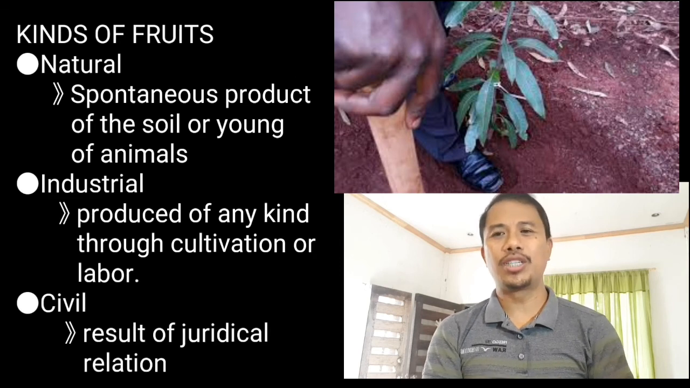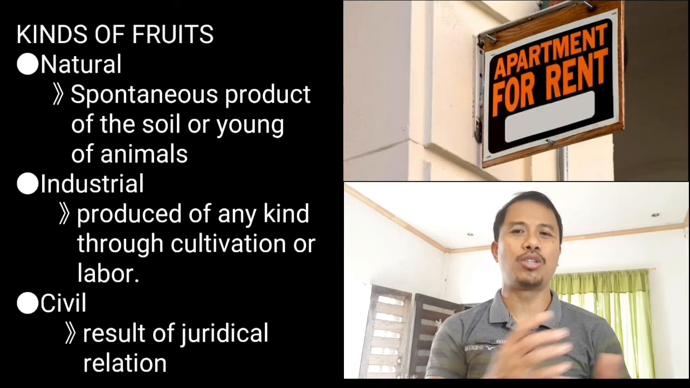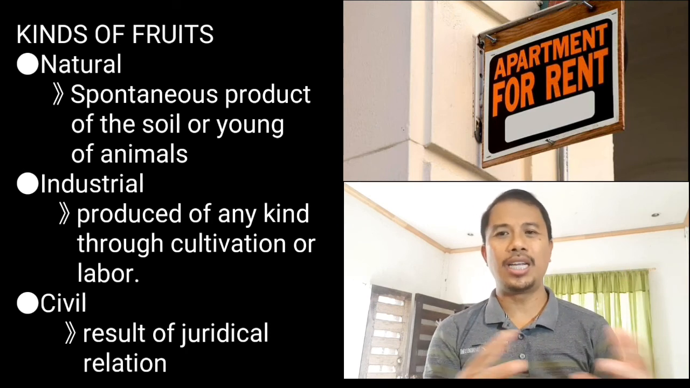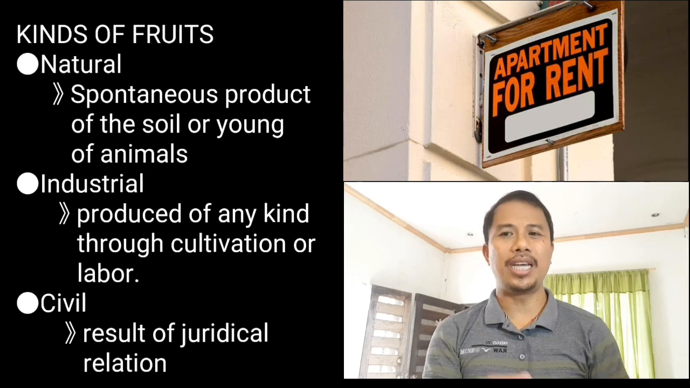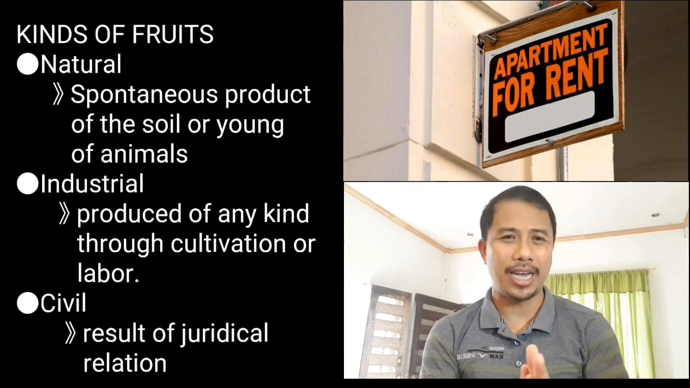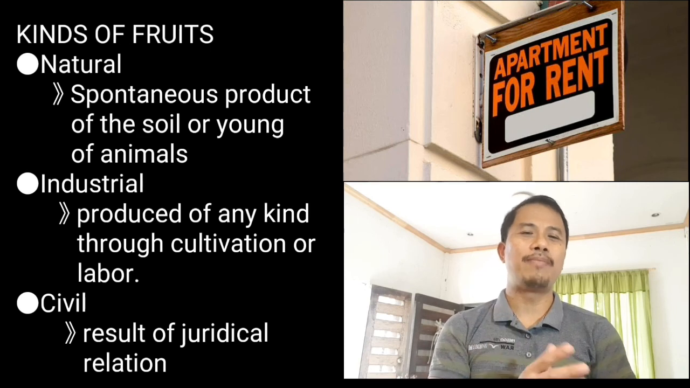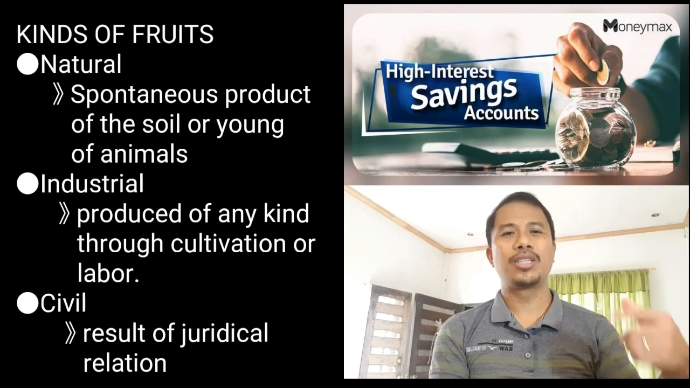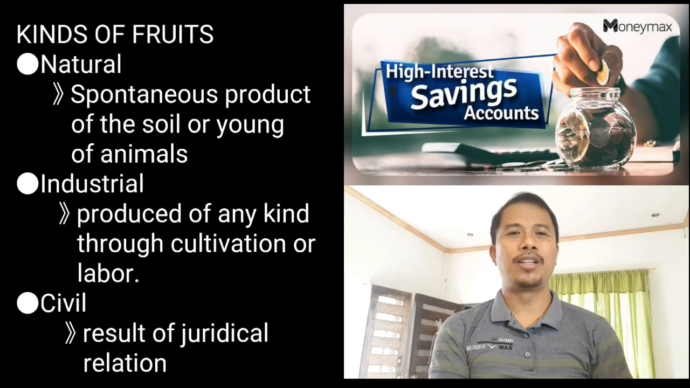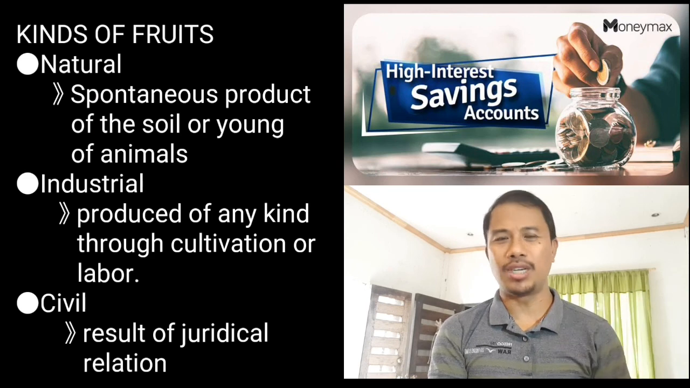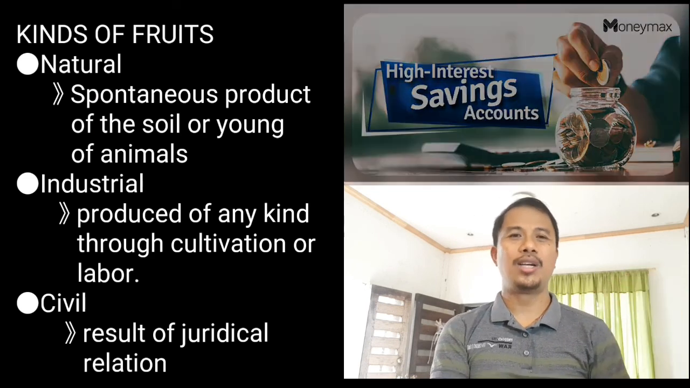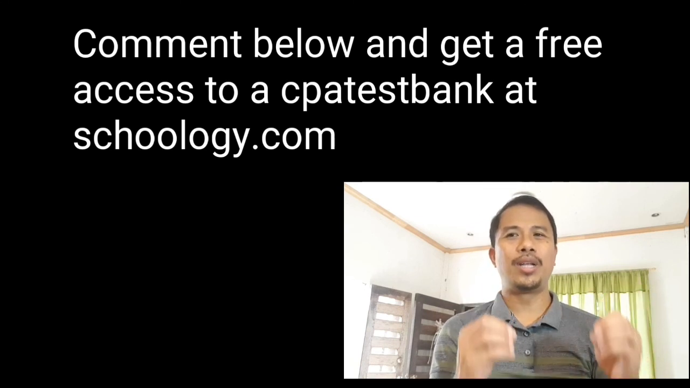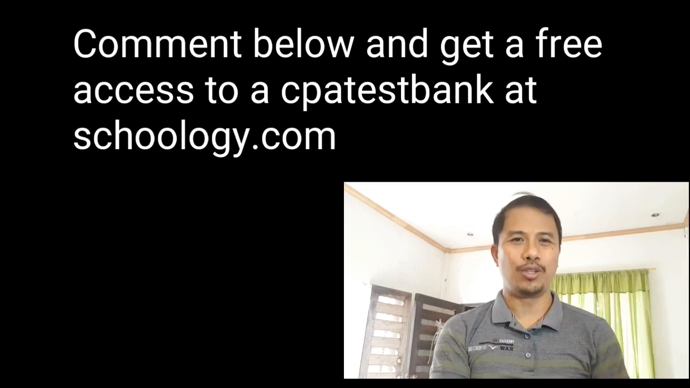Civil fruits refer to the fruits which are the result of a juridical relation, such as rent of a building, price of lease of a land and other property, and the amount of perpetual or life annuities. So let's say, for example, you put a savings deposit in the bank and it bears interest. This refers to civil fruits, not natural or industrial fruits. So these are the discussions on the obligation to deliver the fruits.